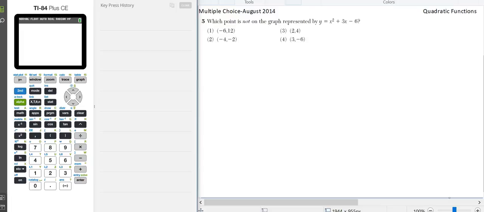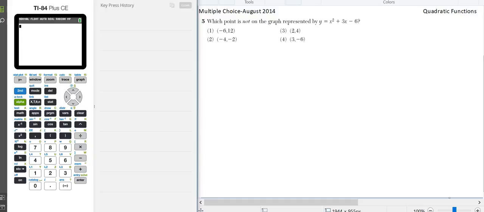This is an Algebra 1 Regents question from the August 2014 Regents, question number 5. Which point is not on the graph represented by y is equal to x squared plus 3x minus 6? We need to try each of these answer choices 1, 2, 3, and 4 to see which one does not make the equation true, and that is the answer to the question.